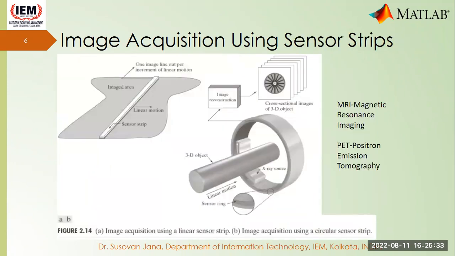Now, how to use the line sensor? Here in that picture, you can see the line sensor will be placed in one direction, and in another direction, the line sensor will be moved to scan the complete image. And how can we use that line sensor to sense a 3D object? If we circularly bend that line sensor like this, we can sense a 3D object and get the cross-sectional view, like in MRI and PET imaging.